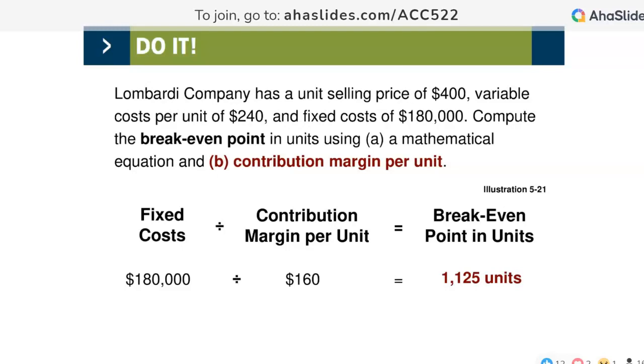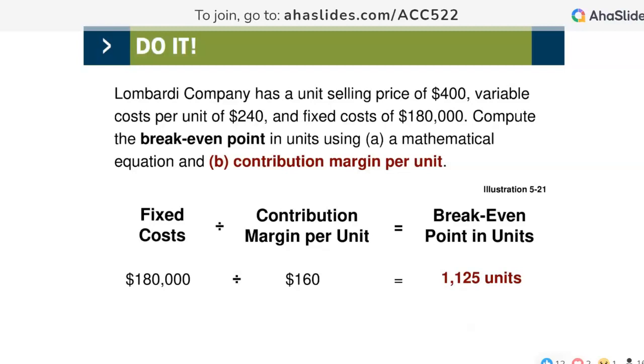Here's another example. Lombardi Company has a unit selling price of 400. Remember, I need unit selling price, I need unit variable cost, I need the fixed cost, and I can determine the volume. So Lombardi has, first of all, the selling price, 400, the variable cost, 240, and the fixed cost of 180.